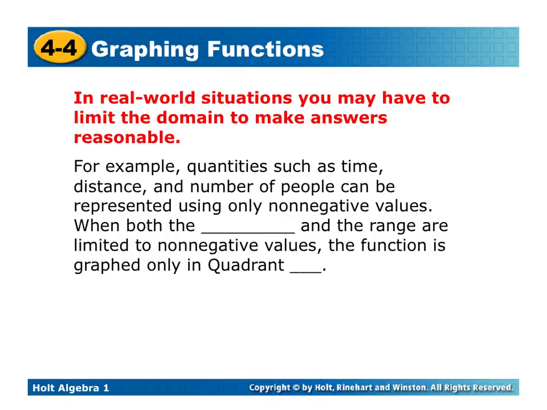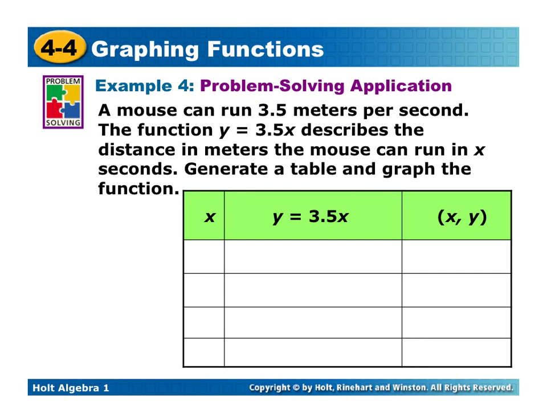So for example, quantities such as time, distance, and number of people can be represented using only non-negative values. So if both the domain and the range are limited to non-negative values, the function is going to be graphed only in quadrant number 1. So now let's look at a real-life application of this concept. A mouse can run 3.5 meters per second. The function y equals 3.5x describes the distance in meters the mouse can run in x seconds.